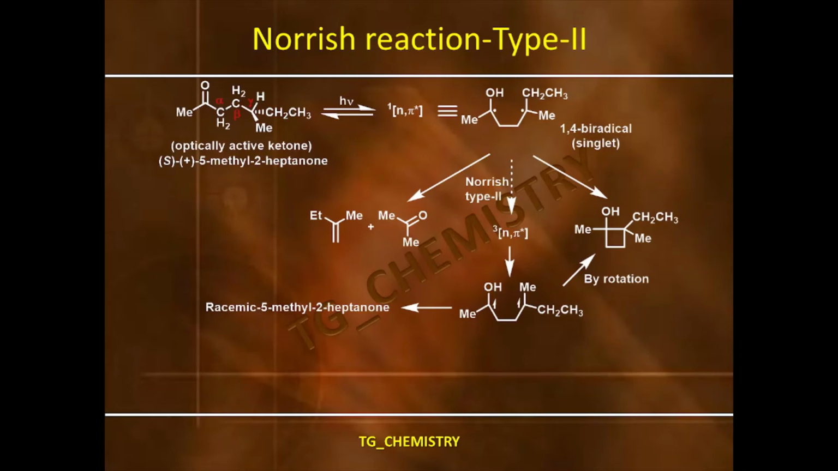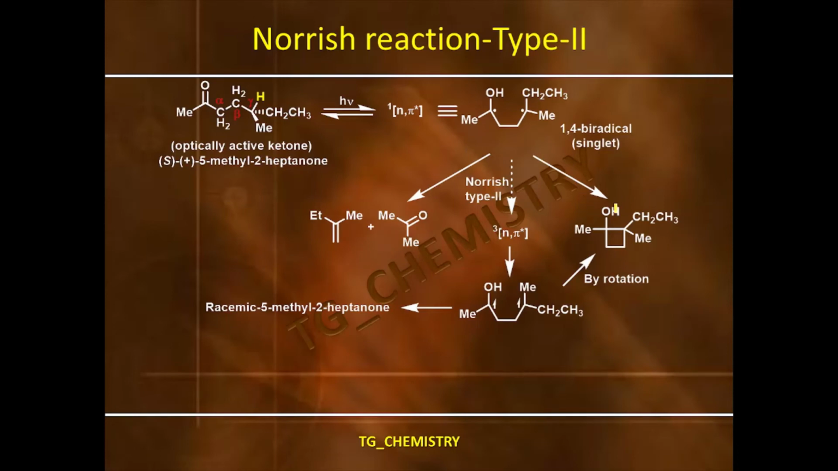Here we can see that the substrate is the optically active ketone 5-methyl-2-heptanone, and you can see the gamma hydrogen, of course, over here. Now on photoirradiation, the n to pi star transition in the carbonyl group will proceed and form a 1,4-biradical by means of abstraction of the gamma hydrogen, in the singlet state. And this 1,4-biradical can have several fates. It can go for radical scission and the formation of olefin and ketone. This is one route.